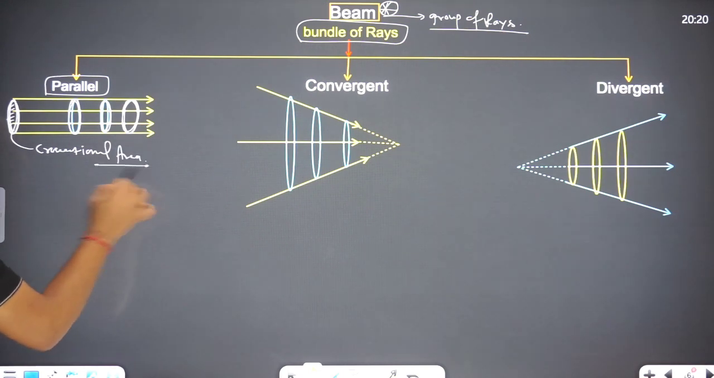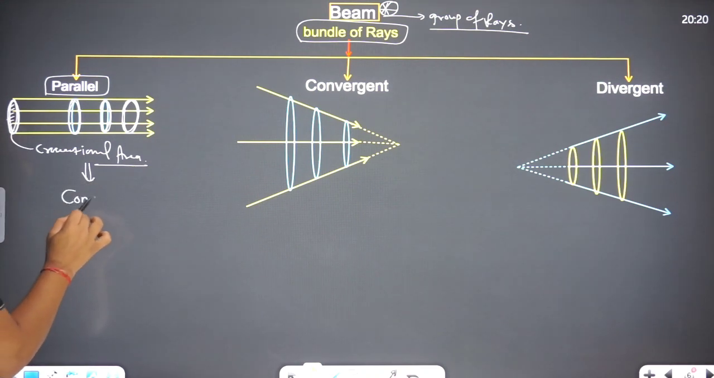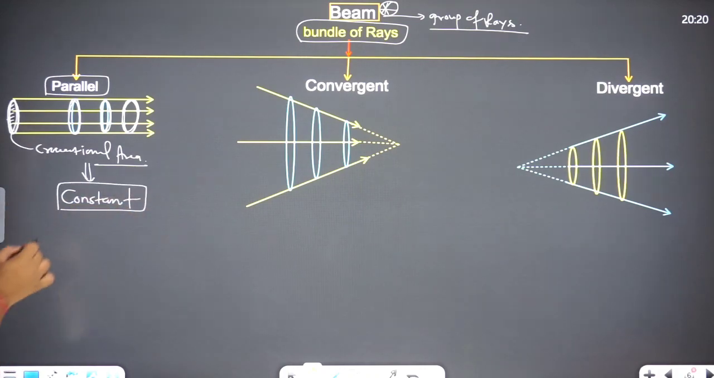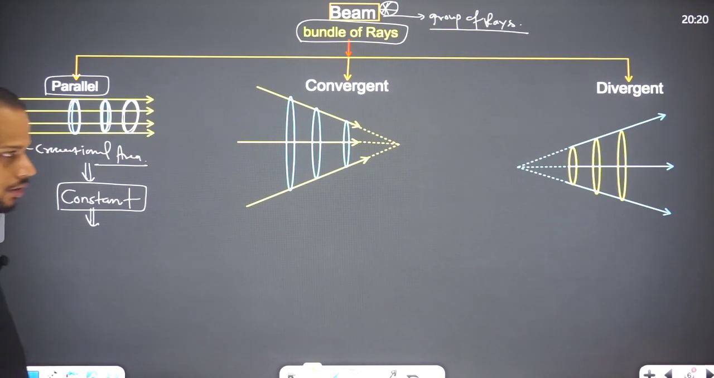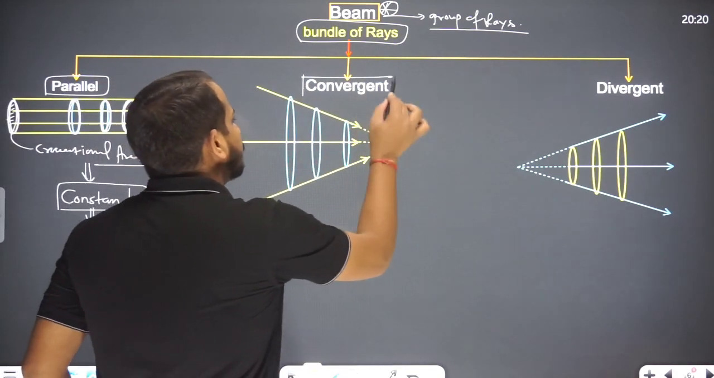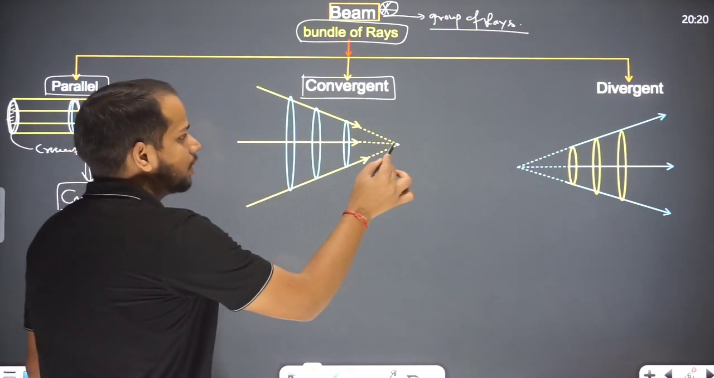Cross-sectional area, right? So in this one, the cross-sectional area will remain constant. Or you can also say, if the area remains constant, then the radius, diameter, all these things will remain constant, right? Now let's see the next one. The next one is called convergent. Convergent means, you can observe, converging at a single point.